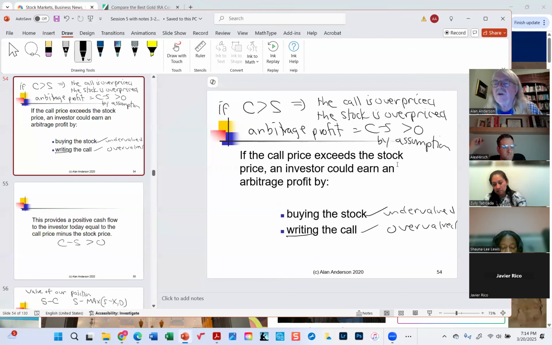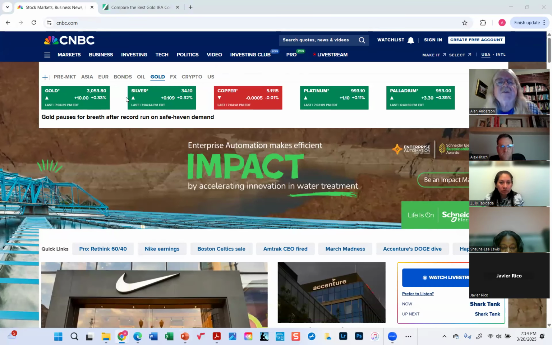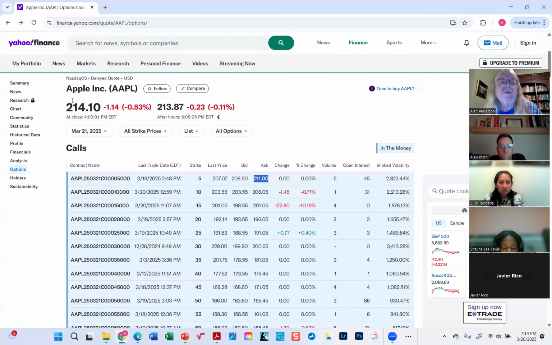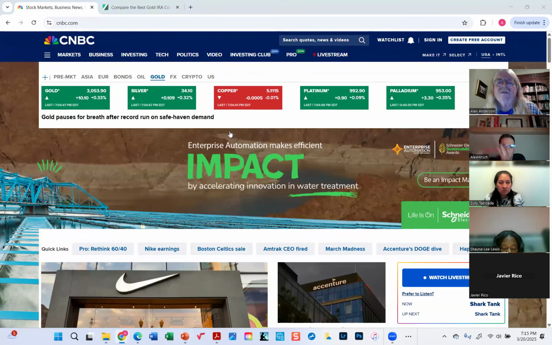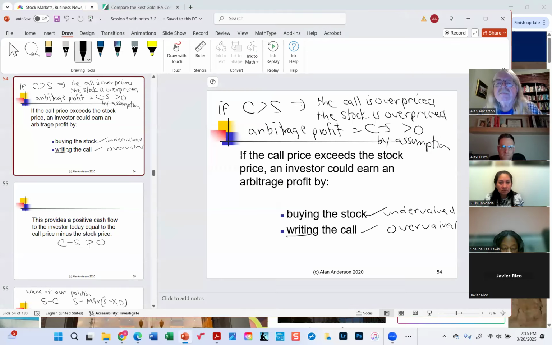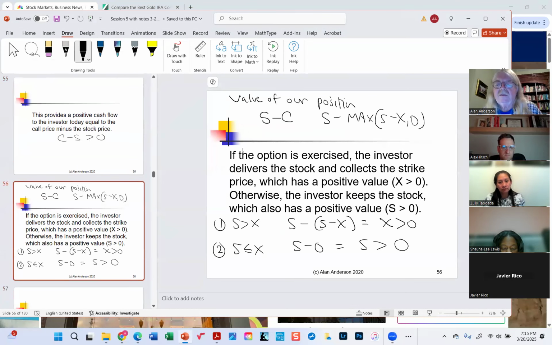And by doing that, I'm not only putting money in my pocket now, which in this case would be the difference between the 215 and the stock price. So I've made 90 cents right up front. And then when the option matures, in this case tomorrow, I'll be left with either the strike price, which means a positive amount, or the stock price, which is also a positive amount. So I've got money coming in today and again at the maturity date.